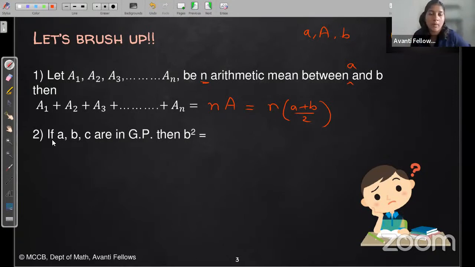The next one is, if A, B, C are in GP, then what is B square equal to? It will be the product of the first term and the last term, right? If A, B, C are in GP, then B square will be equal to A into C. Correct? If this is clear, then we'll go to the next one.